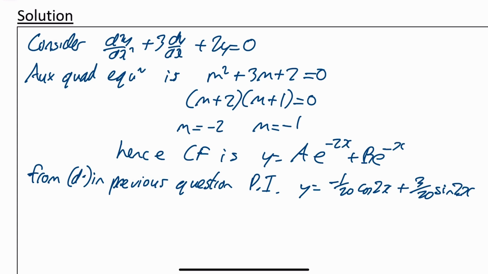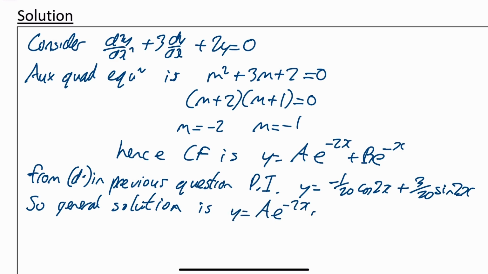Okay, now, the general solution is, remember, your CF plus your PI. So the general solution is a horrendous looking thing: A e to the minus 2x plus B e to the minus x.